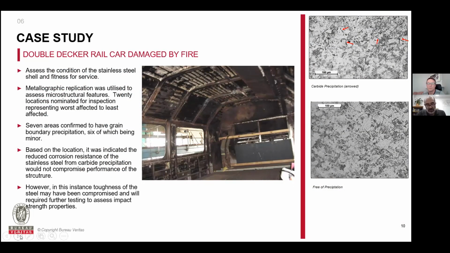Look, we're no fire investigators by any stretch of the imagination. We're metallurgists and materials engineers. And what we tend to do is just report on our findings and then give that information to, whether it's the OEM, the end user, or people that are experienced in fire investigations, to assess that information and come up with, I guess, likely root causes.